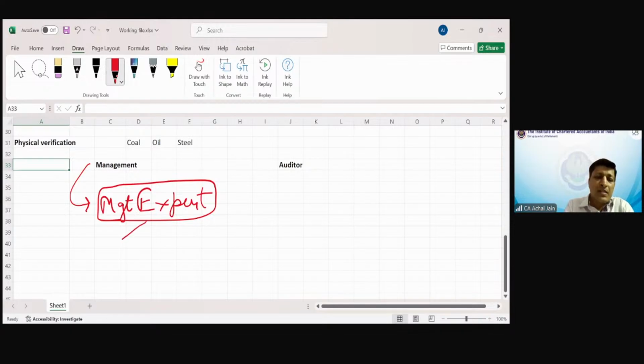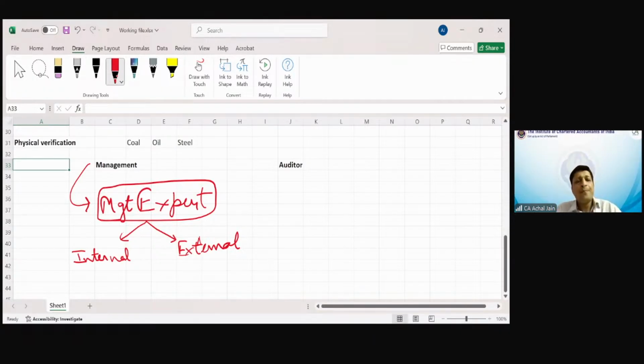Now, this management expert could again be internal or external. We don't know. And is that really relevant? The answer is no, it doesn't matter. Management may have hired a third party, so it could be external. Or management may have an in-house team which is the expert in doing such physical verification, which is technical in nature. So that is again possible.